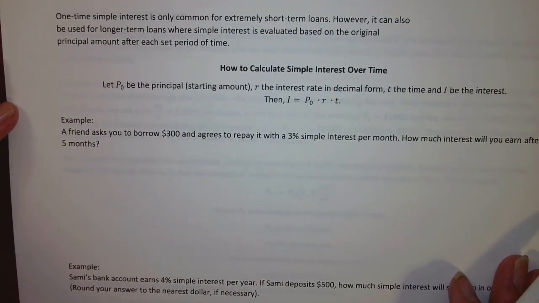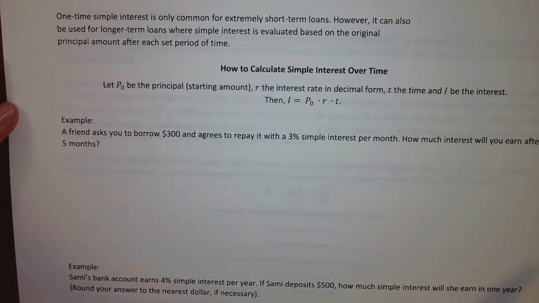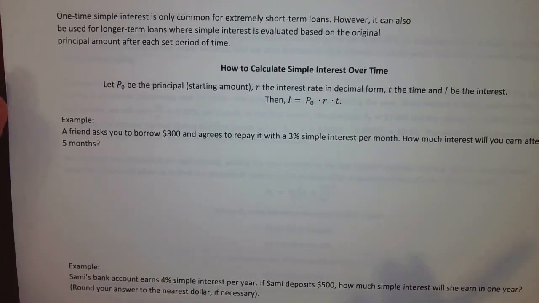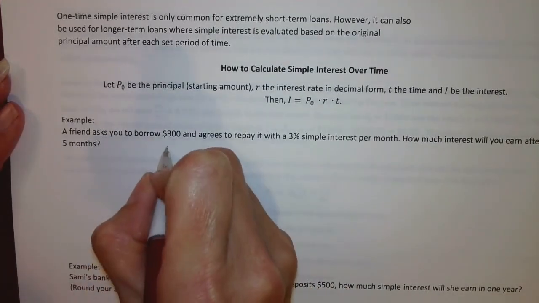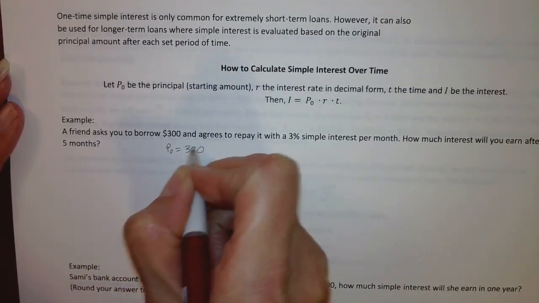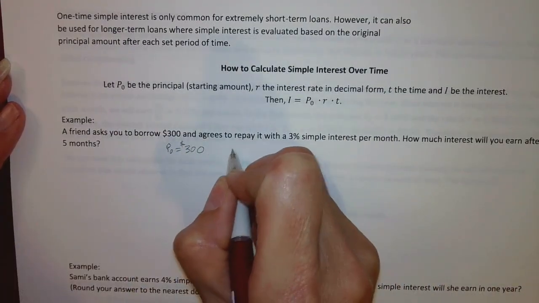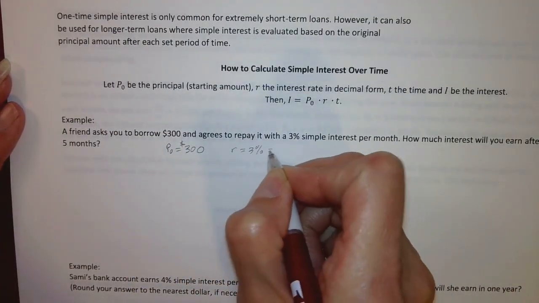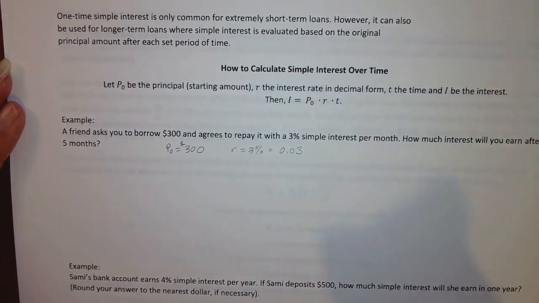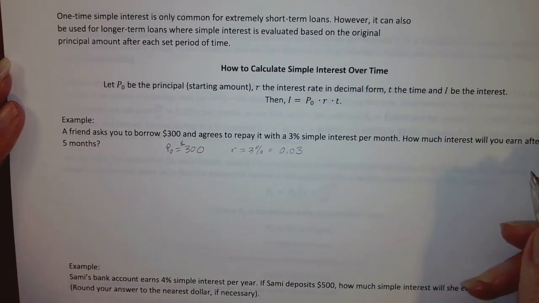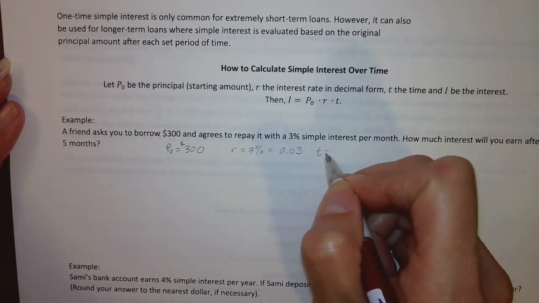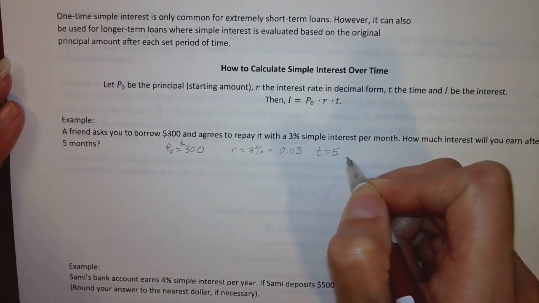A friend asks you to borrow $300 and agrees to repay it with 3% simple interest per month. How much interest will you earn after 5 months? It's like the last one, except now we have a time frame. So P naught is $300. Our interest rate is 3%, but we have to make that into decimal form. You could also use a fraction if you prefer, 3 over 100. And my time is 5 months.